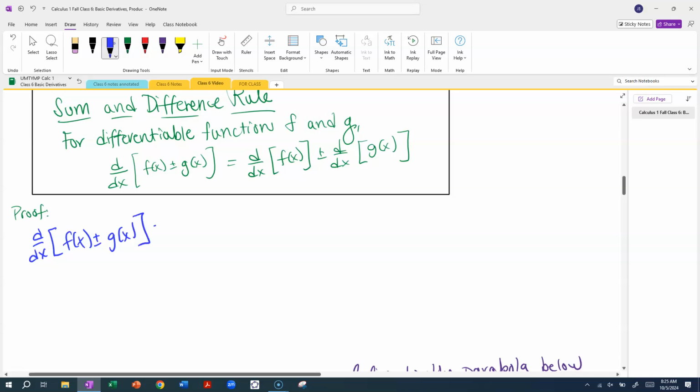In order to do this, we have to remember the definition of the derivative. That is, we have the limit as h approaches 0, and then the numerator would be f(x+h), but our f(x) is f(x) plus or minus g(x), so it would be f(x+h) plus or minus g(x+h). Then we would subtract f(x), but that is f(x) plus or minus g(x), and then all over h.